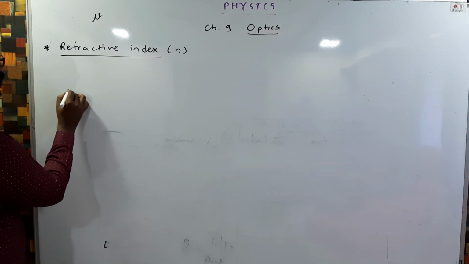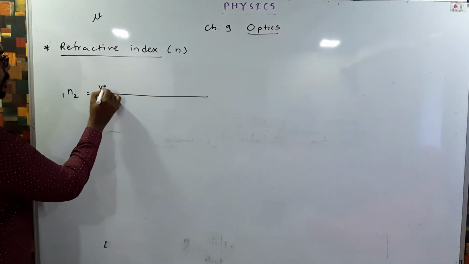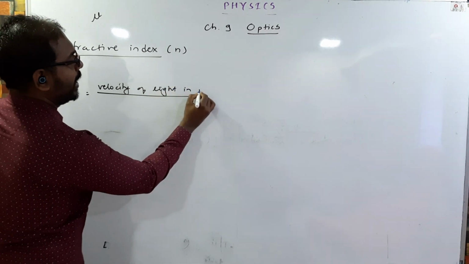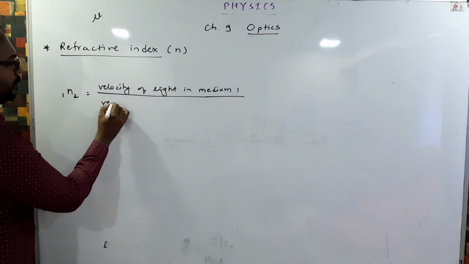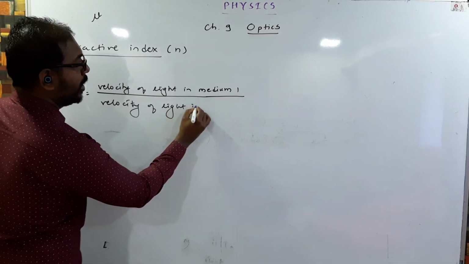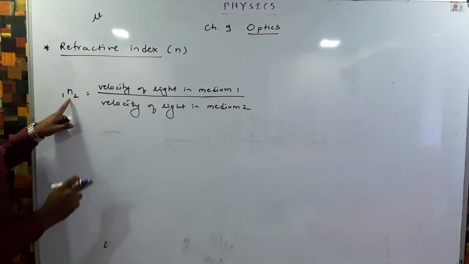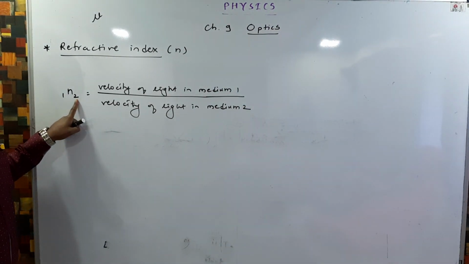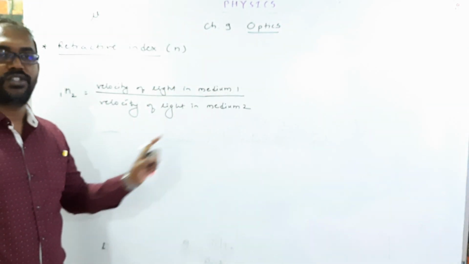So the refractive index of medium 2 with respect to medium 1 is equal to, we can write here, velocity of light in medium 1 divided by velocity of light in medium 2 is the refractive index. n is for refractive index. How to read this? Refractive index of medium 2 with respect to medium 1, and it is defined as a ratio of these two velocities.